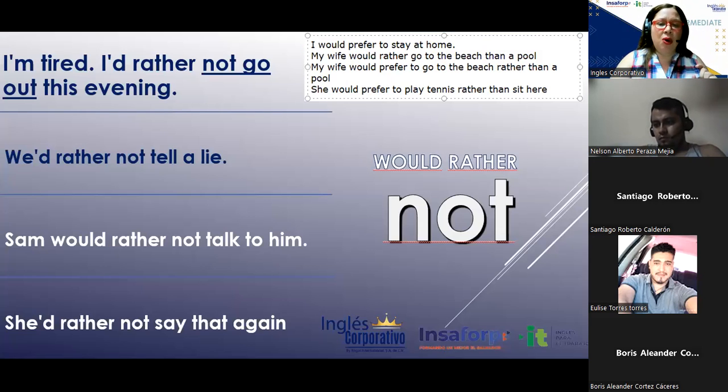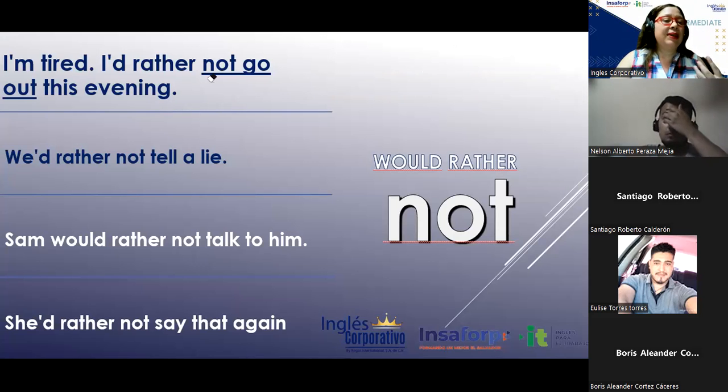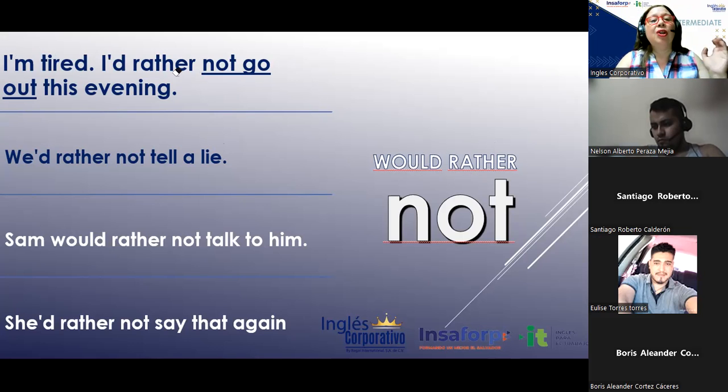But allow me just to show you the way to use the negative form. Okay, the negative, the particle not will be just right after rather. It follows rather, and the verb doesn't take to either, and it goes in the simple form. For example, I'm tired. I'd rather not go out. Not go out. I think we are used to use not to go out, and we usually make this mistake. So let's try to refine this in this very moment from the beginning for not making that mistake, right?